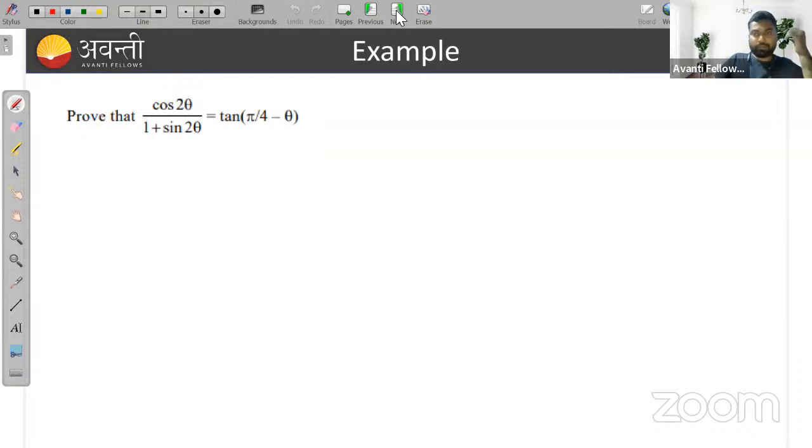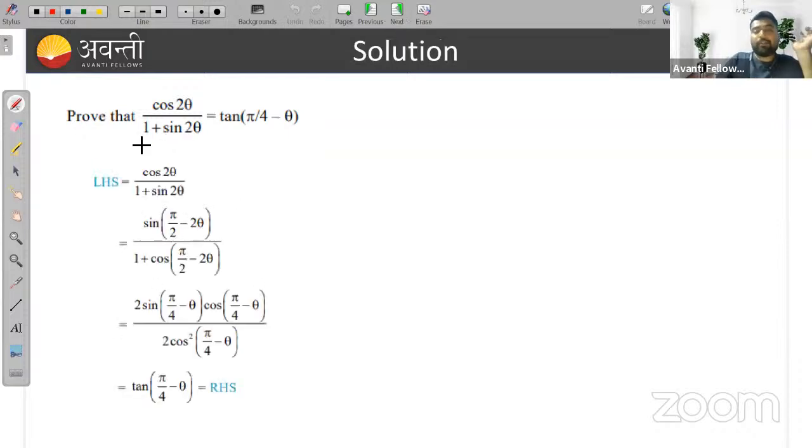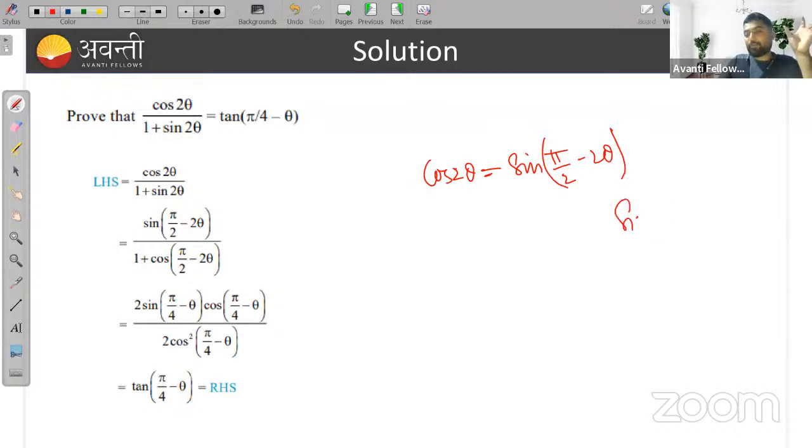हो गया? चलो ठीक है, देखो इसका सॉल्यूशन क्या हो जाएगा? Take the left hand side, cos 2 theta upon 1 plus sin 2 theta. And we know cos 2 theta, can we write cos 2 theta as sin of pi by 2 minus 2 theta? Yes, we can write. We know sin of pi by 2 minus theta is actually cos theta, है ना? ठीक है ना? So in place of cos 2 theta we have written here sin of pi by 2 minus 2 theta, right?